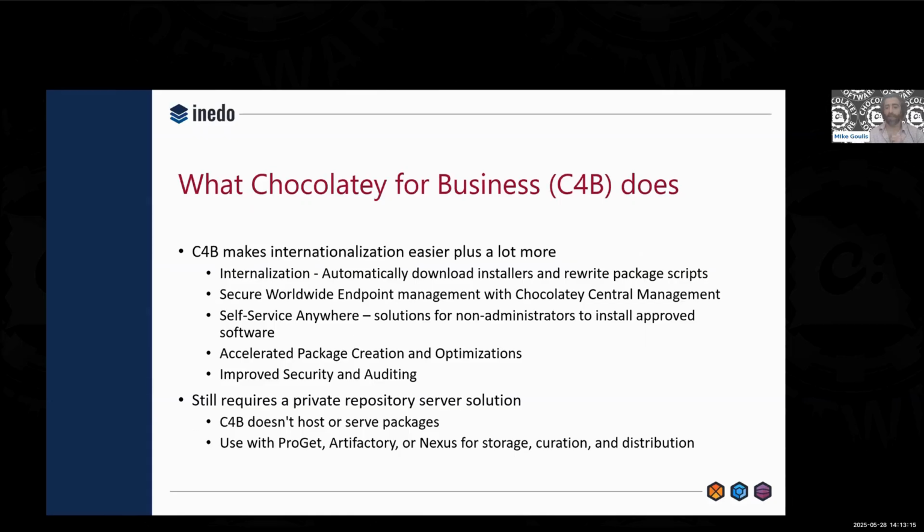For example, it includes tooling to automatically internalize packages, so downloading the installer and rewriting the PowerShell script so that it points to a local resource. It also introduces policy enforcement, logging, and integration with tools like SCCM, Puppet, and Ansible, which makes it easier to manage Chocolatey deployments at scale. It supports air-gapped environments, which are in a lot of cases critical in different industries.